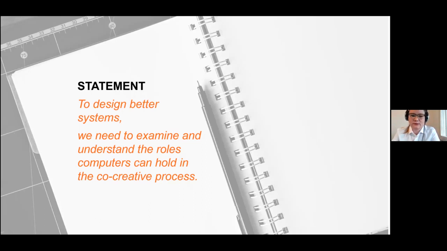Our work is greatly influenced by us willing to design better systems. And we believe that by understanding the roles that computers can hold in co-creative processes, we can begin to give them also new roles and new abilities in the co-creative process, and thus increase their ability beyond what is currently seen in computational creativity.